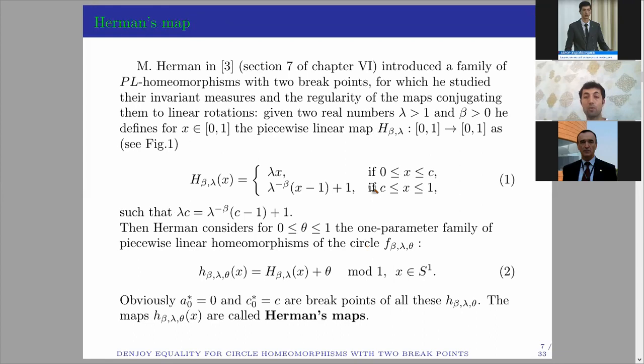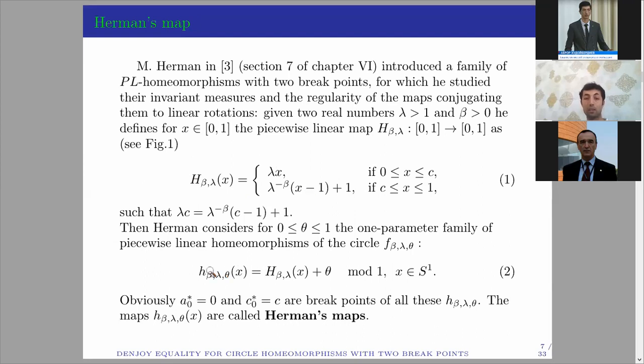Here, let me introduce the Herman map. Herman, in his book, introduced piecewise linear homeomorphisms with two breakpoints, and studied invariant measures of the PL homeomorphisms and regularity of the maps conjugating to the linear rotation. This is formula 1, the Herman map. Here lambda is bigger than 1 and beta is positive. They are parameters.